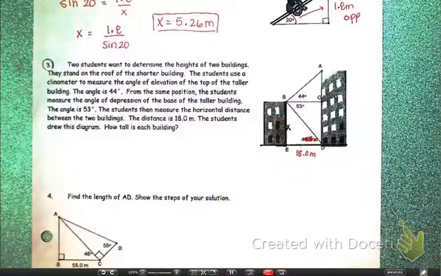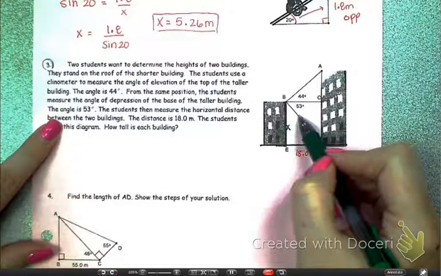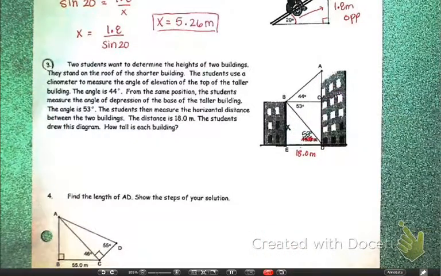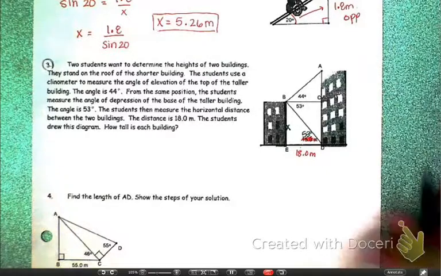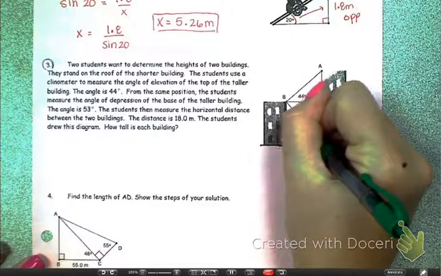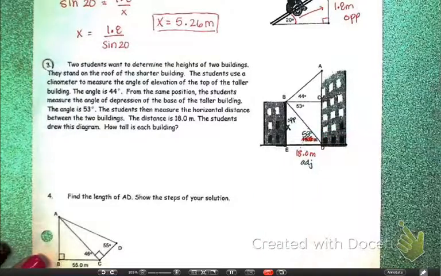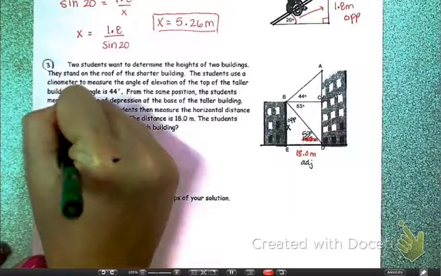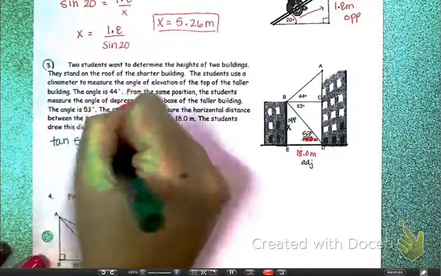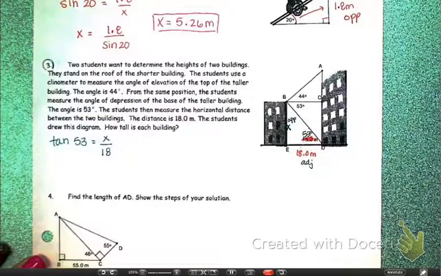But what did we just talk about? We just said that the angle of depression is the same as the angle of elevation. Isn't the angle of depression 53 degrees? Which means my angle of elevation is also 53 degrees. Do I now have enough information to solve? Yeah. So what sides do I have if 53 is my reference angle? I have the opposite and the adjacent, which is tangent. So the tangent of 53 equals the opposite over the adjacent.